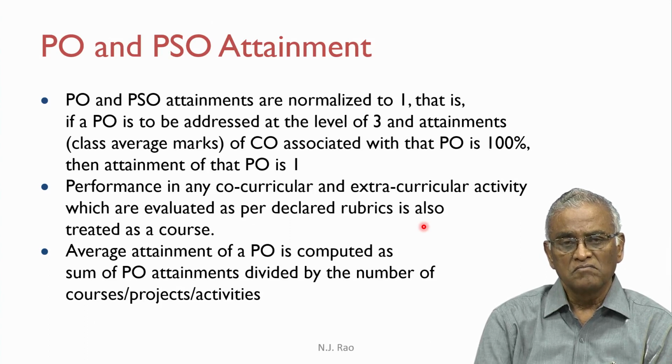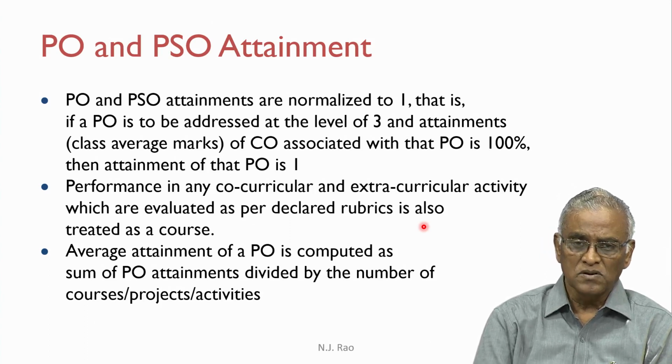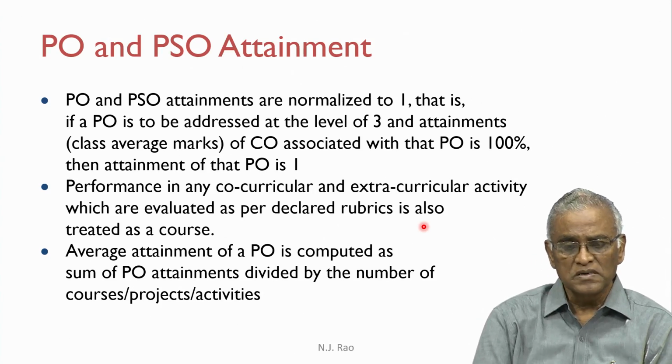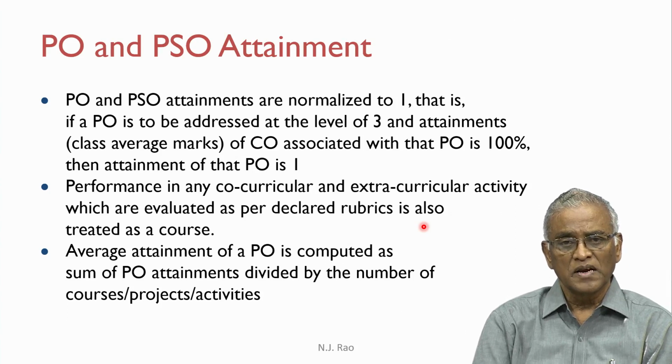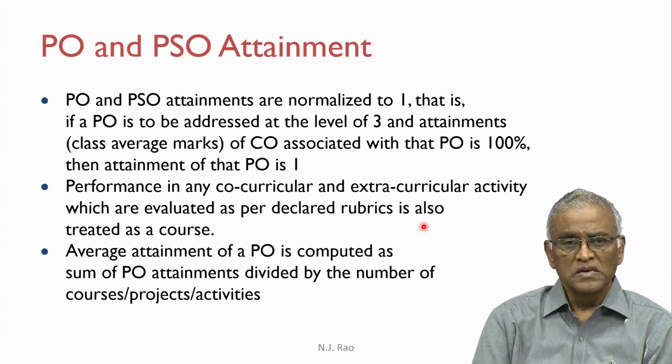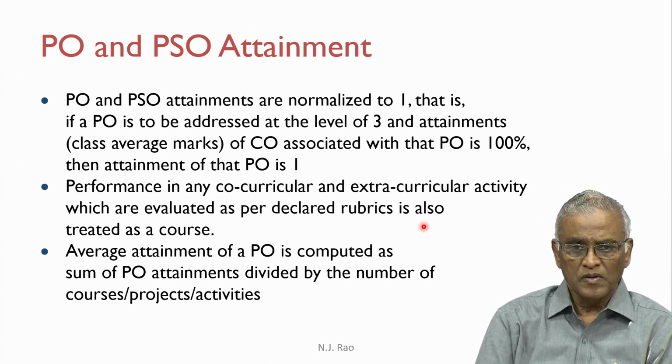So, anything in a given class obviously will be less than 1, but it can be as close to 1 depending on the quality of your students, the way you are conducting the program and so on. So, there are two elements, one is the class average marks associated with a CO and the strength of mapping, they will determine the PO attainment.